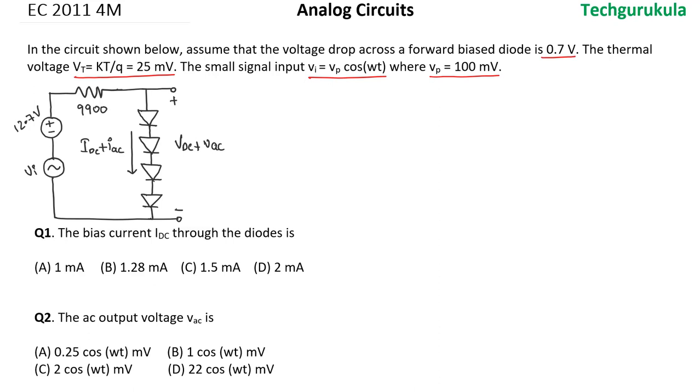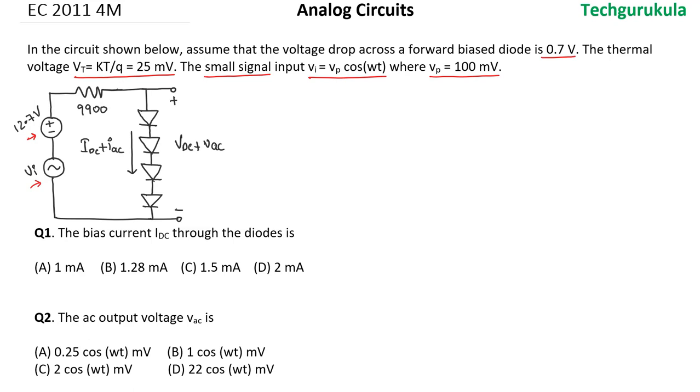Now if you look at the circuit, there is a DC source here and an AC source here. As they are indicating, it's a small signal. We know from the small signal analysis part that we can do DC analysis and AC analysis separately. But of course, the AC analysis parameters depend on the bias values. So the first question is based on DC biasing. So let's get to that.